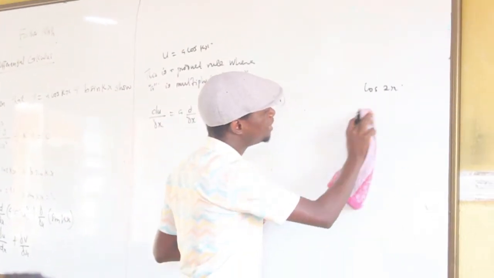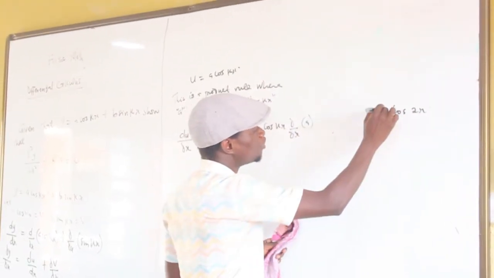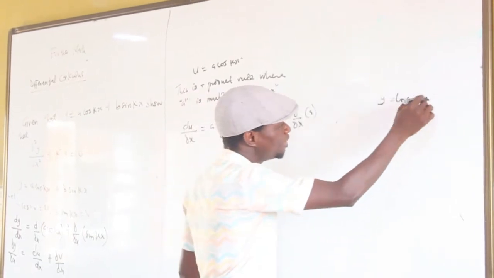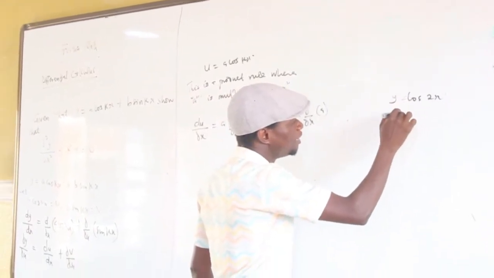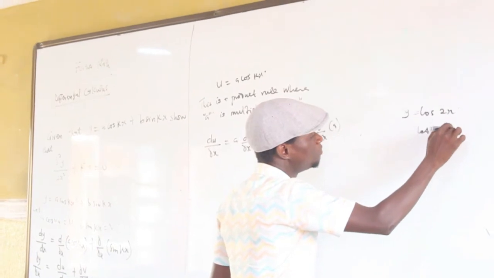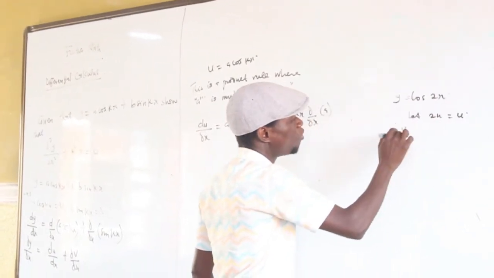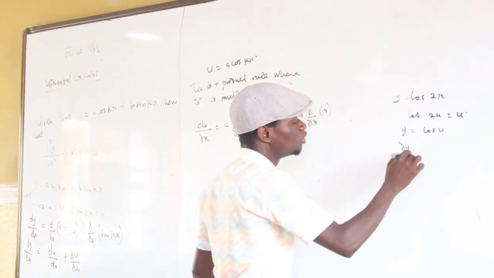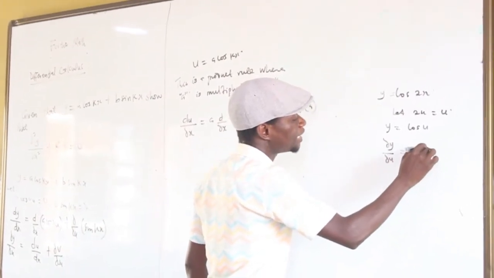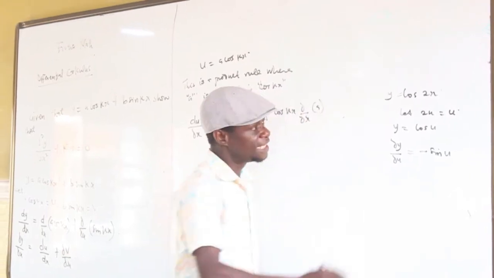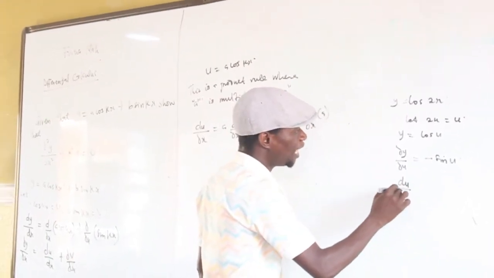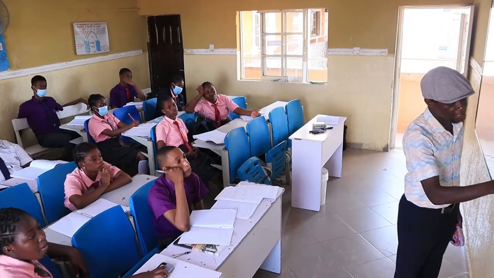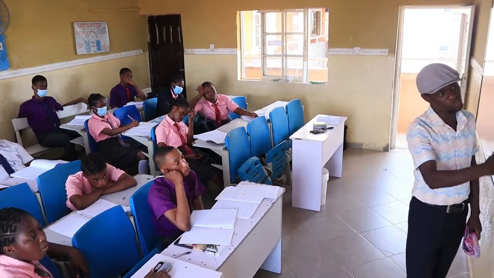If you want to differentiate this one, let us say y is cos 2x. The first thing you have to know is that this is a composite function. So we can say, let 2x be equal to u. Then we have y is equal to cos u. Then dy/du is going to be equal to what? Minus sin u. Then we also have du/dx. What is it going to be equal to? 2.